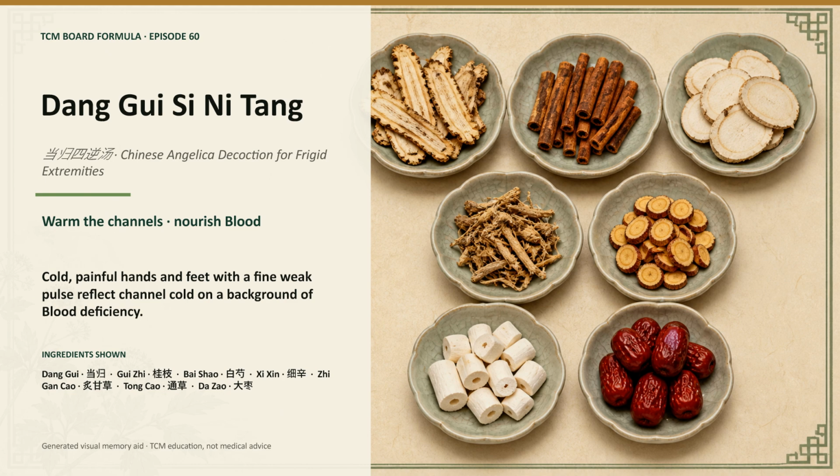Its category is warm. The channels, nourish blood. The memory hook is cold, painful hands and feet with a fine weak pulse. Reflect channel cold on a background of blood deficiency. The illustrated cover shows every ingredient in a separate tray, and the same cover returns at the end. This is TCM education, not individualized diagnosis or prescribing.